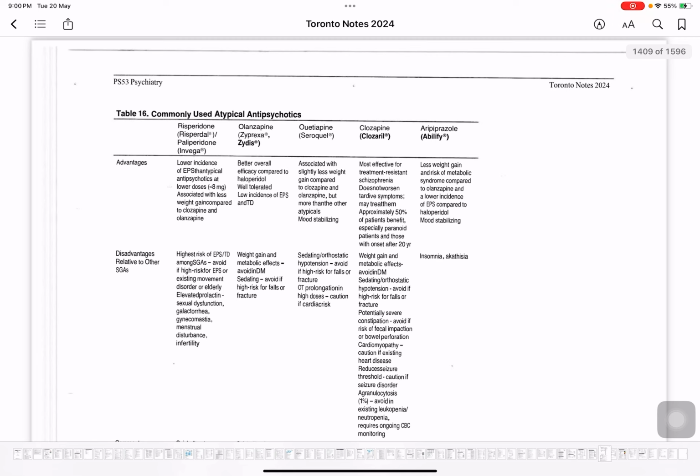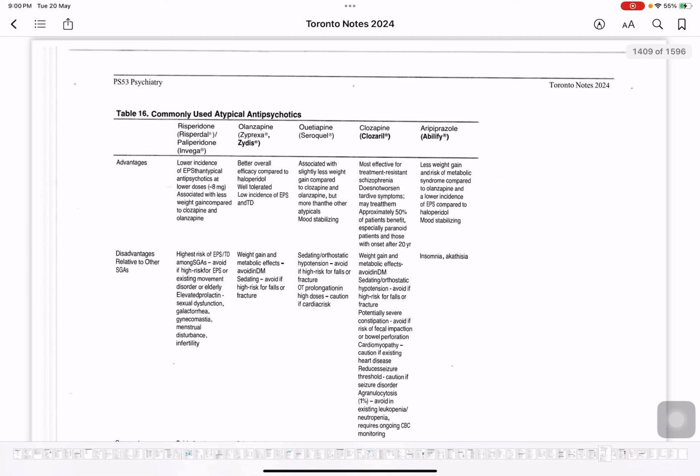Clozapine is most effective for treatment-resistant schizophrenia. We have been reading this statement for the third time now, so you should remember it by now. Treatment-resistant schizophrenia. Clozapine does not worsen tardive symptoms and may treat them. Approximately 50% of patients benefit, especially paranoid patients and those with onset after 20 years. Okay. Weight gain and metabolic effects.